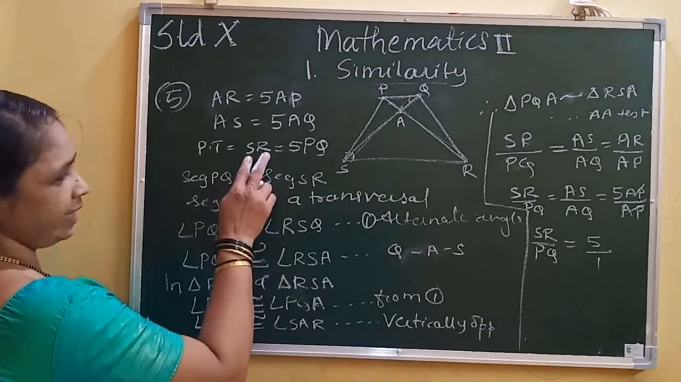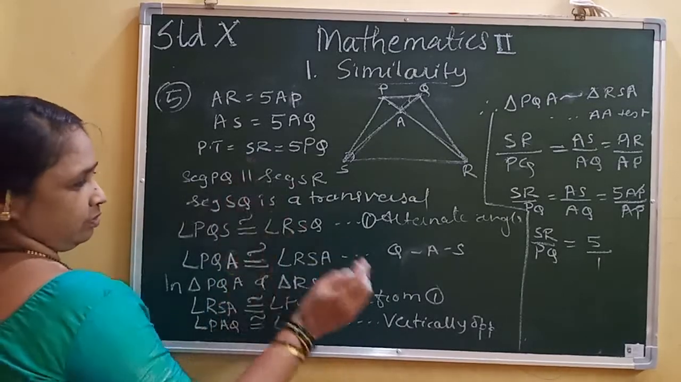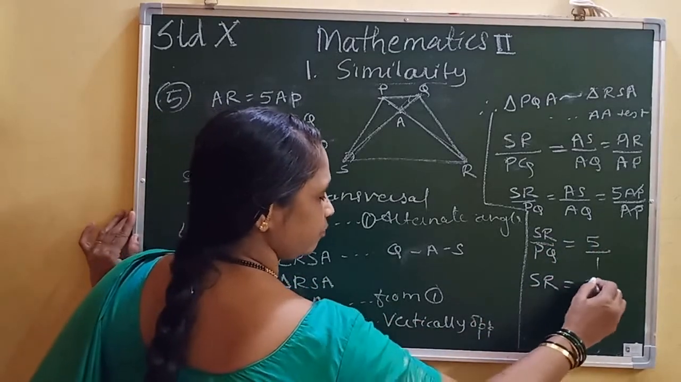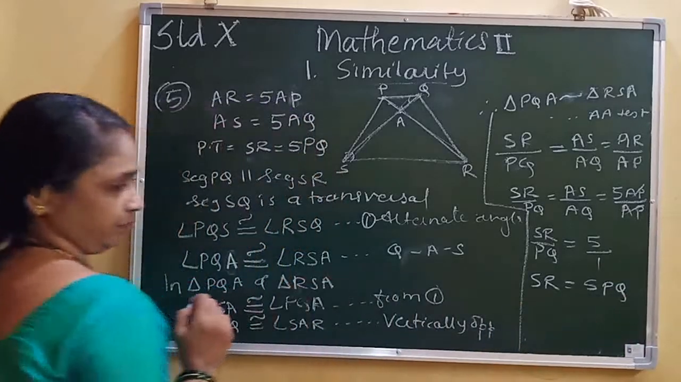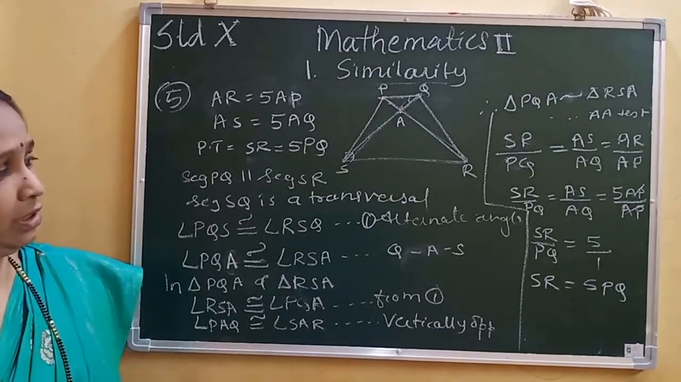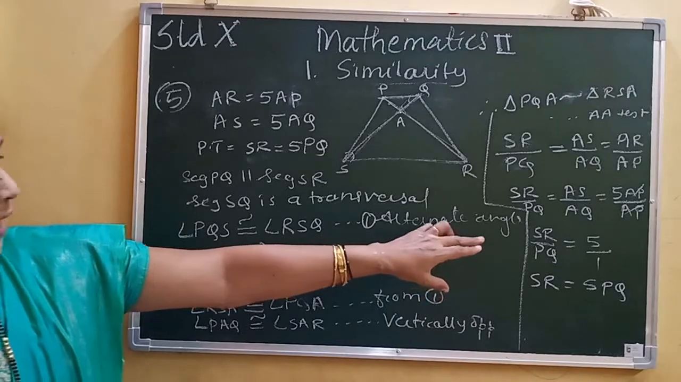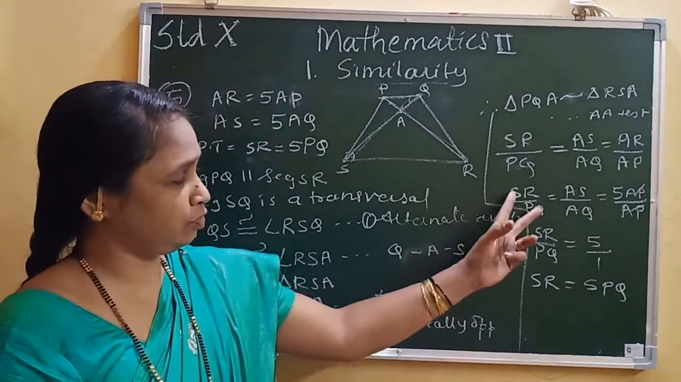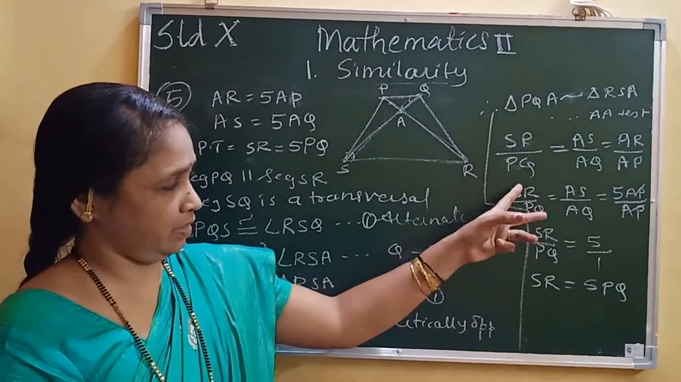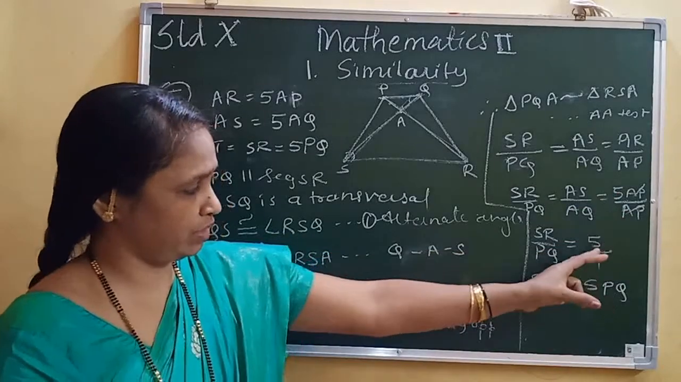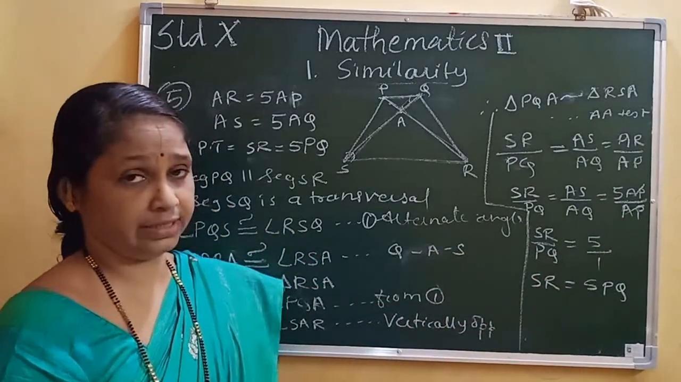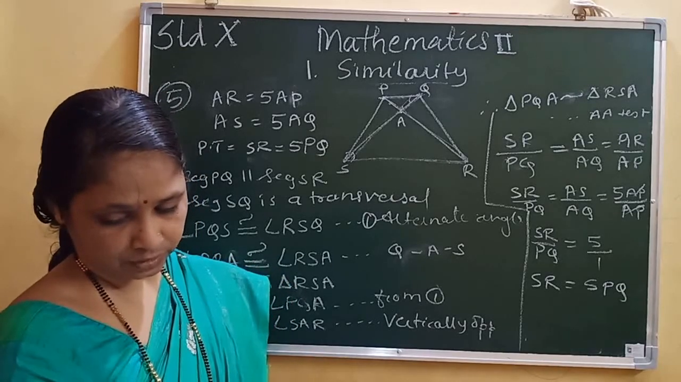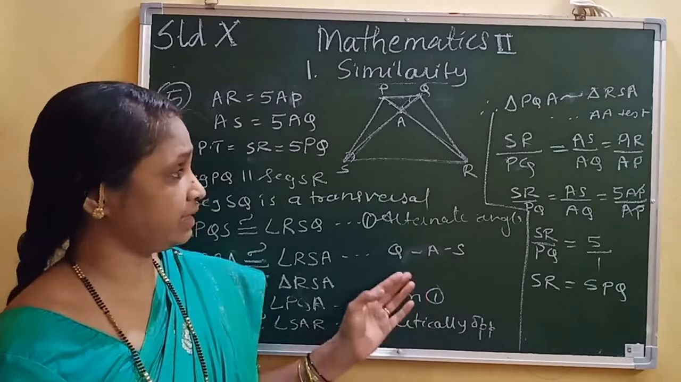So what we want to find out? SR. SR is what? See, we have taken this. Anyone we can take. So SR is equal to 5 PQ. Similarly, if we want to find AS, AS will be equal to 5 times AQ. Now we want to find out SR, so I have taken this only. SR upon PQ is equal to 5 upon 1. Means after cross multiplication you will get SR is equal to 5 PQ. Okay, now sixth example is also by the same way you have to solve.